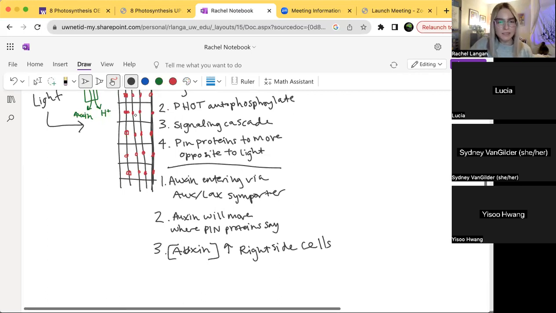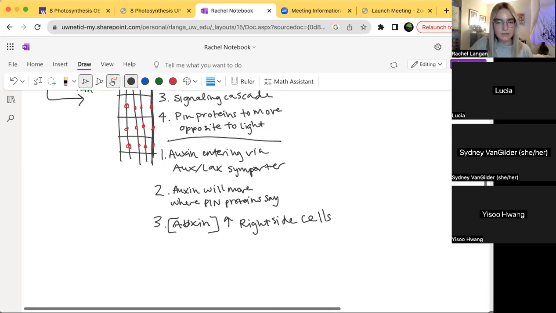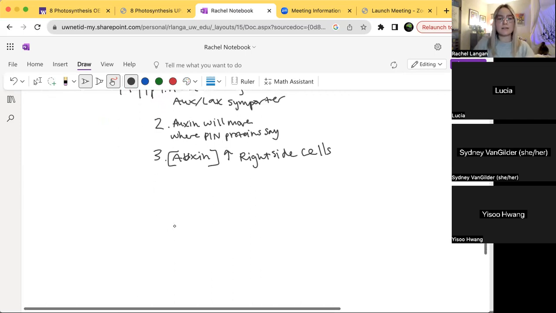So now what do we expect to happen? The right side cells are going to elongate. And how does an increase in auxin in those cells cause that? So next, auxin is going to do signaling that should sound really familiar. It should sound a lot like JA signaling from plant herbivory responses.